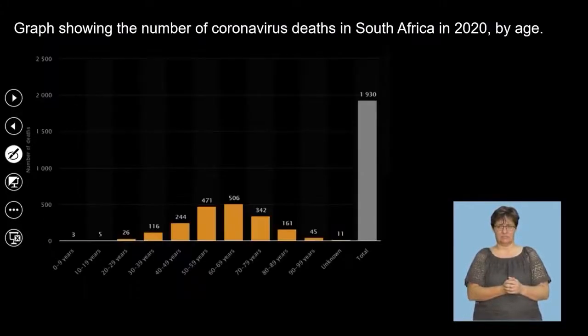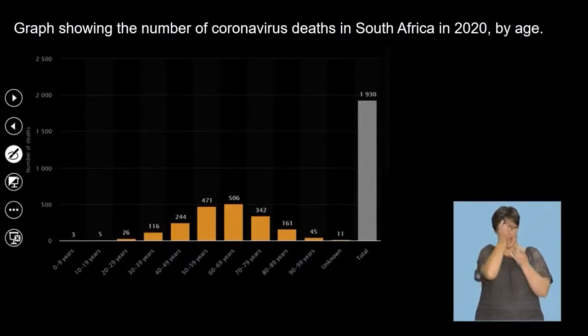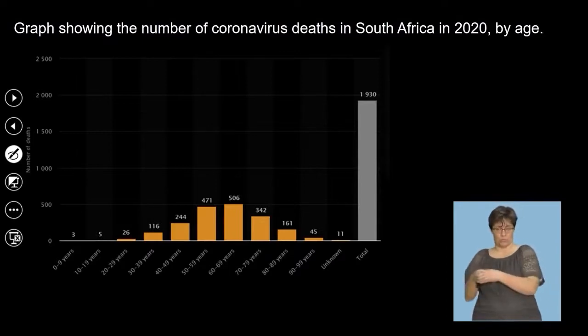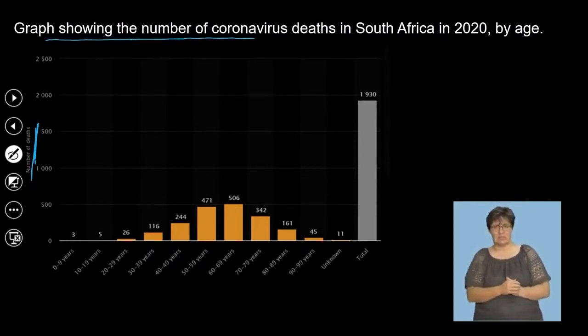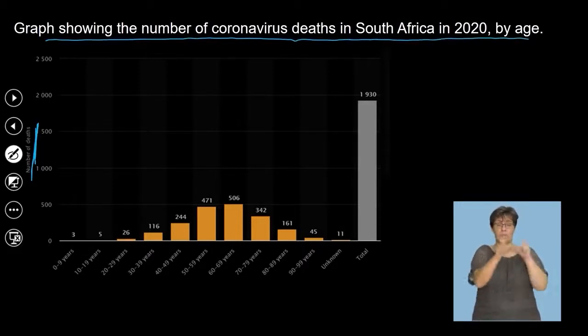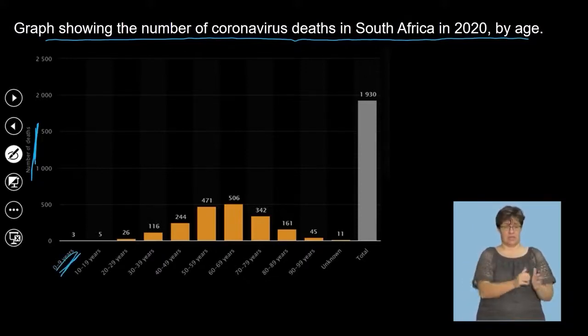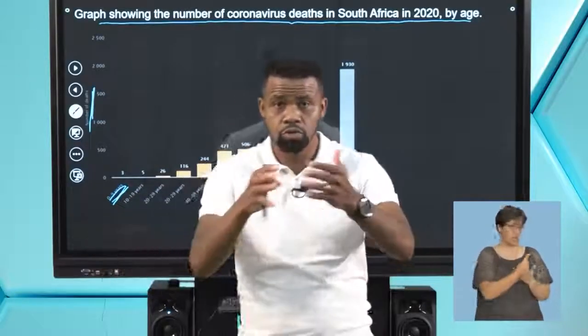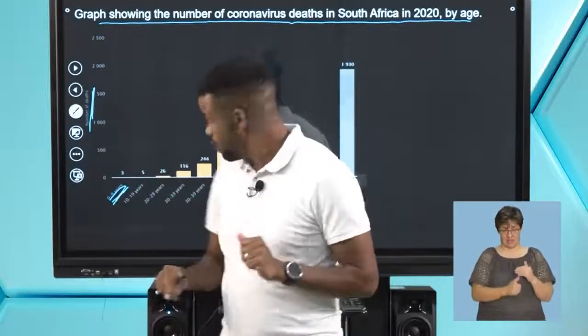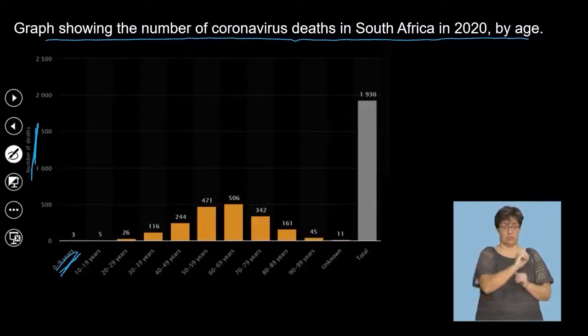So, this is the actual data collected. And if you look at this data, it's grouped data. This is the number of deaths. So what does this indicate? The graph showing number of coronavirus deaths in South Africa in 2020 by age. 0 to 9 years, only 3. This does not mean the whole year, but this implies maybe it was a week or 2 weeks or probably a month. Okay. 0 to 9, we had 3.